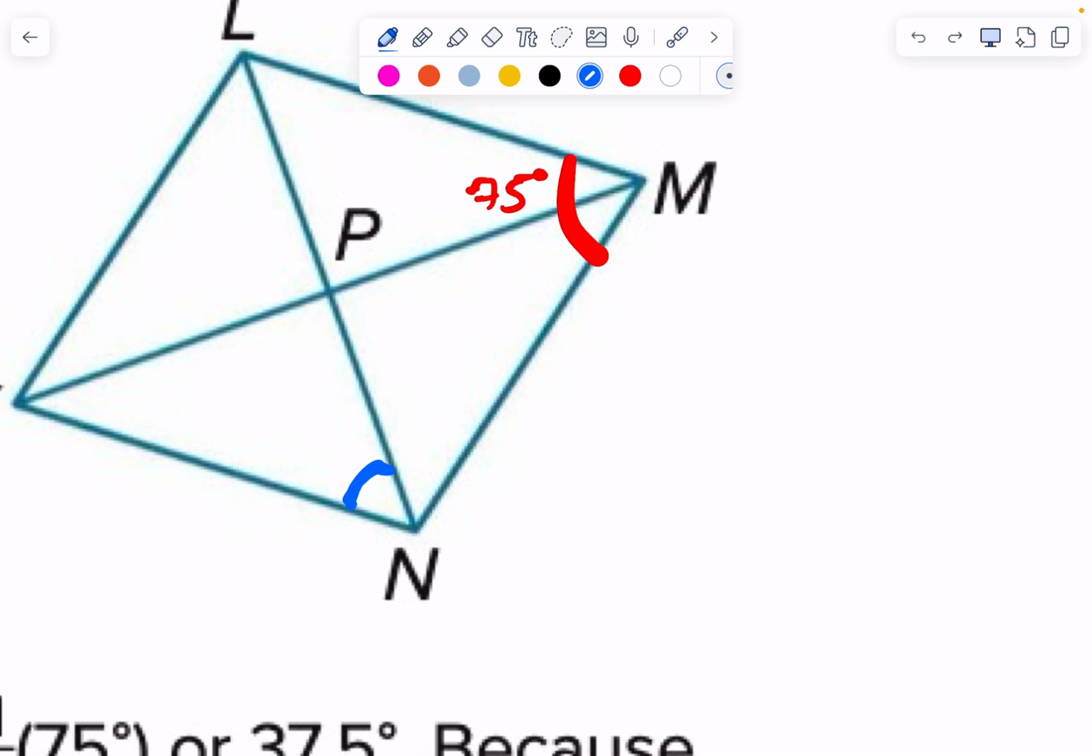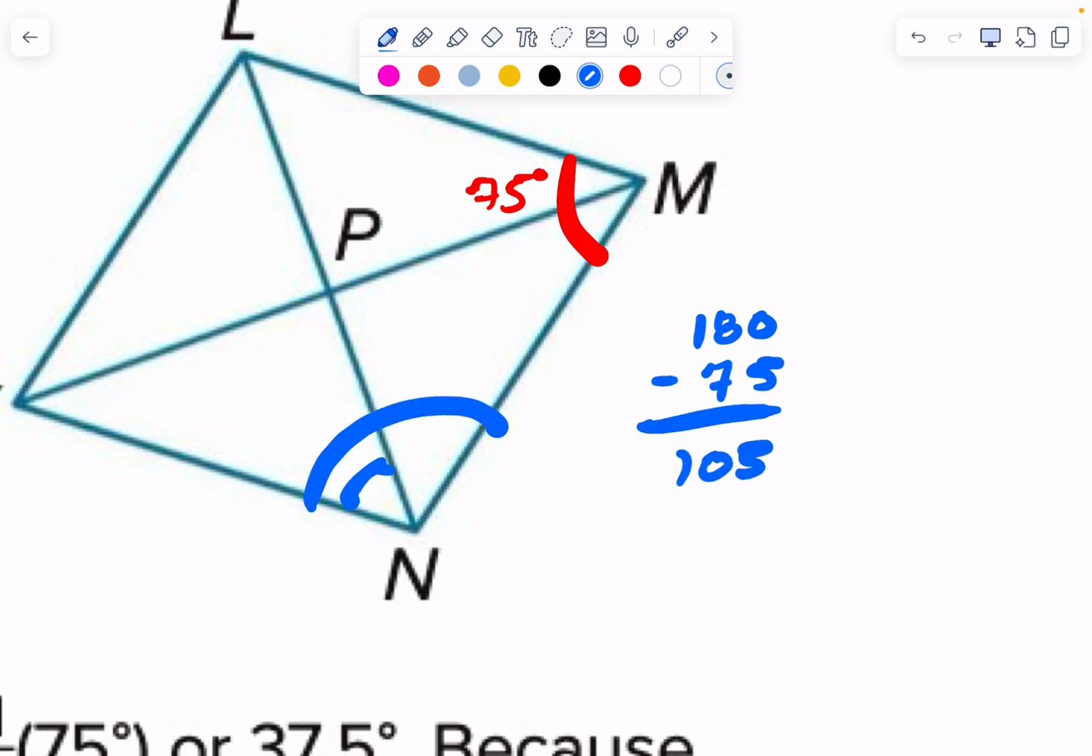Yeah, these two have to add up to be 180, right? Because it's a parallelogram. So 180 minus 75 is 105. So this whole thing right here is 105. Divide by 2 because it's split in half. That is 52.5 degrees, right? That's what each one of these is. 52.5 degrees.